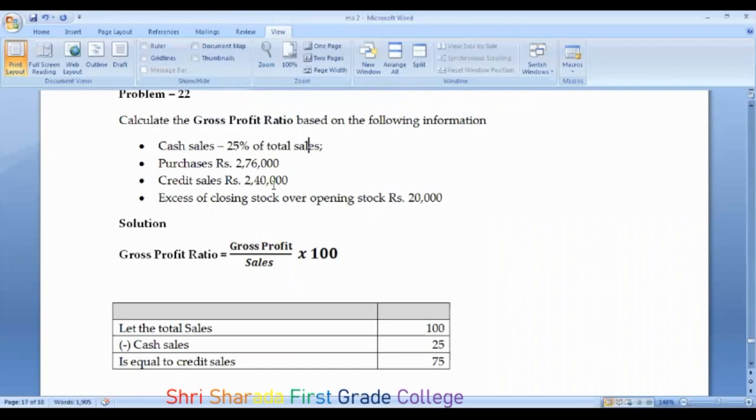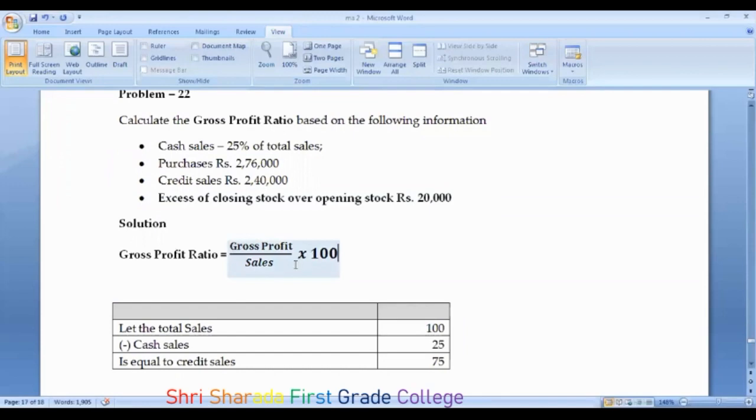Credit sales is given as 2,40,000. They have not specified the total sales. Clear? And excess of closing stock over opening stock is rupees 20,000. Make it a very important note, this one. This kind of question will be asked for your 6 marks. So what is the gross profit ratio formula?